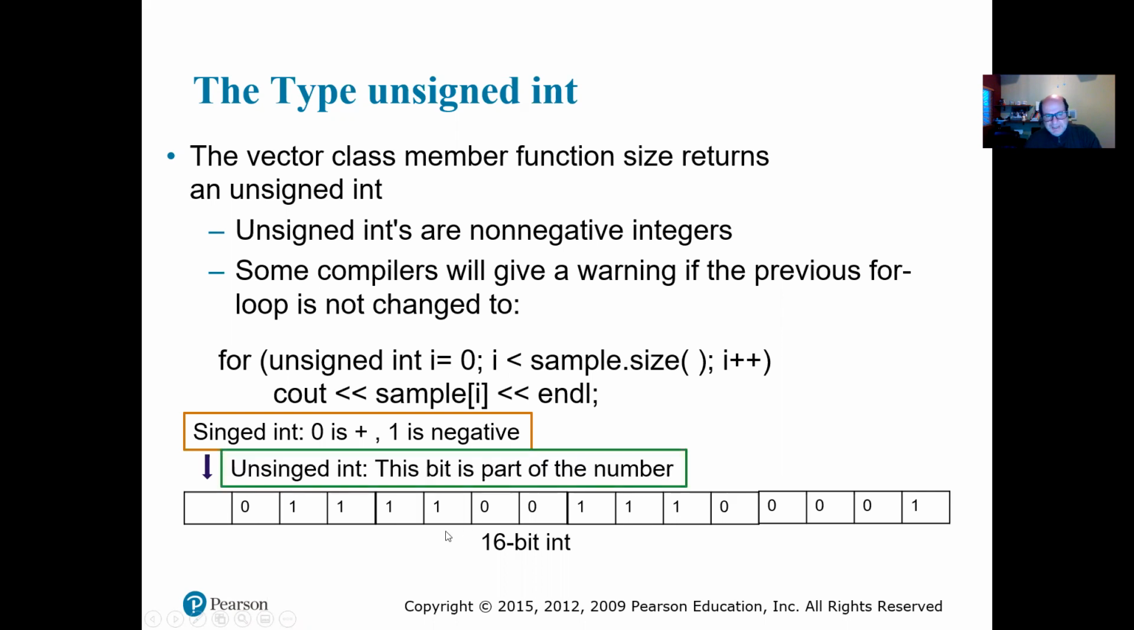But if we use it as an unsigned, this last bit is going to be part of my number. So 0 and 1 doesn't make it positive or negative. It's just going to be part of the number. So when it's unsigned, that means it's not going to read this for a sign.